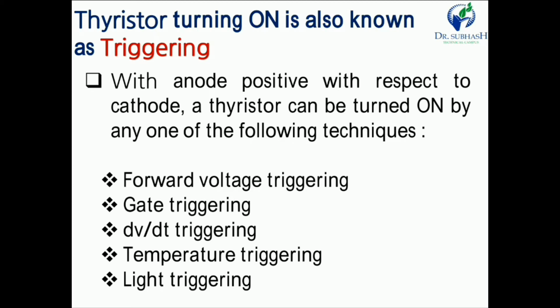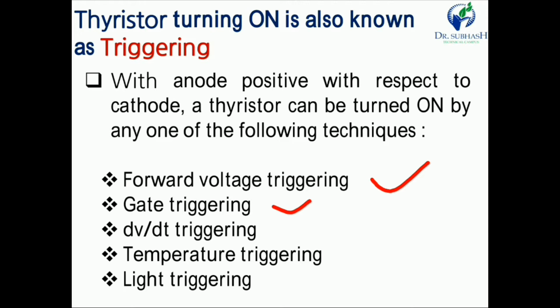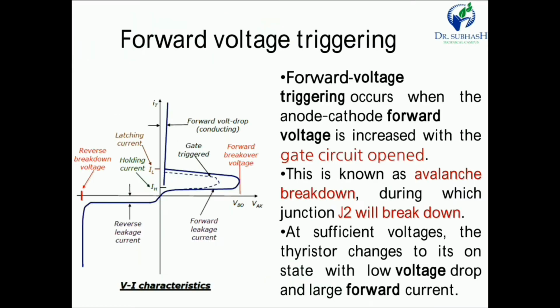So, here the different method for the triggering. The first method is forward voltage triggering, second method is gate triggering, and third method is dV by dt triggering, then fourth is temperature triggering, then last one is light triggering. So, let us take a look one by one. The first one, forward voltage triggering.